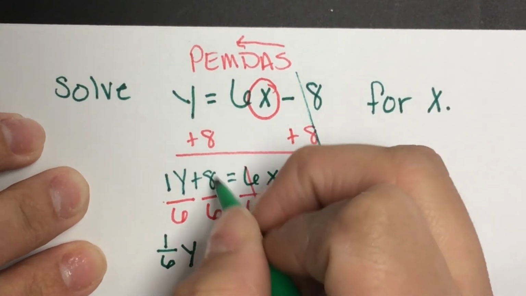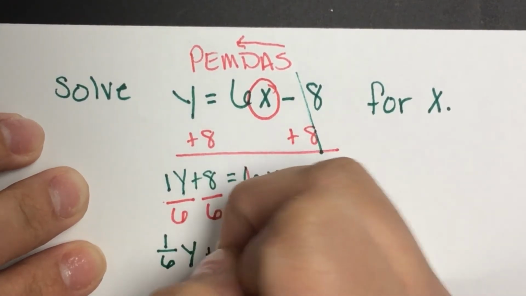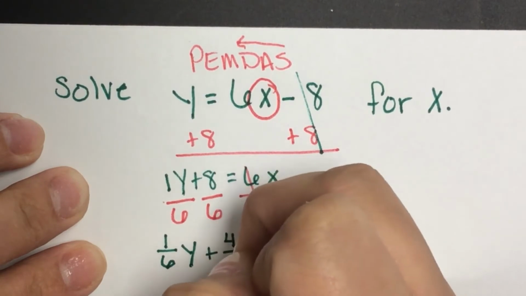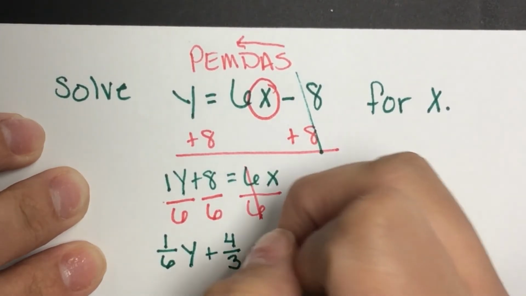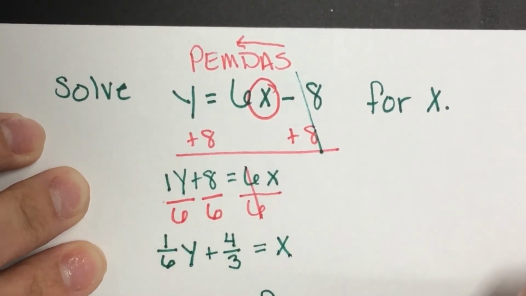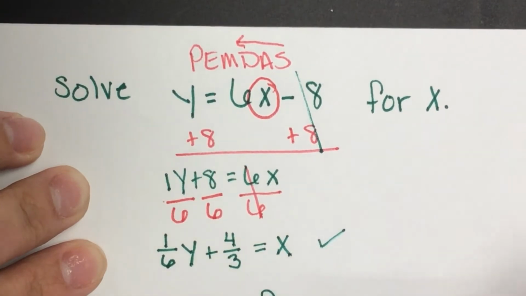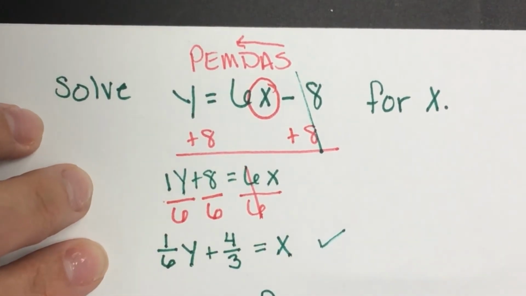And then the second number here is 8 over 6, so I'm just going to reduce that to 4 over 3. That's good to go. Don't make it 1 1/3. That's unnecessary at this point, remember. And now finally x is by itself. So this equation is solved for x.